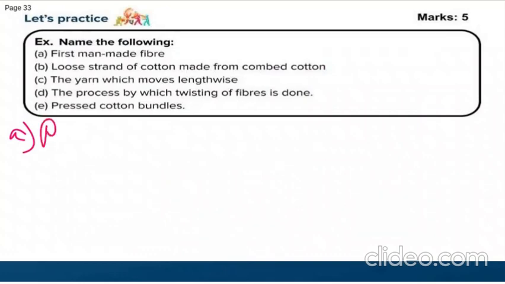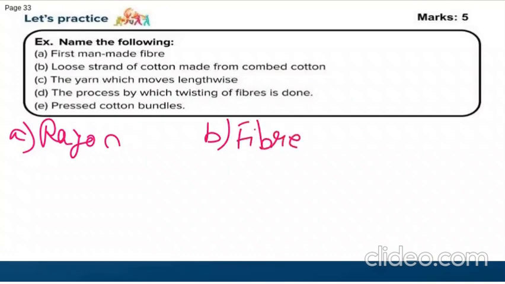The first man-made fiber was rayon. Okay, it was rayon, the first fiber which was made in a laboratory. Then, loose strands of cotton made from combed cotton, what is it known as? It is known as fiber. So the loose strands of cotton are made up of nothing but fiber.